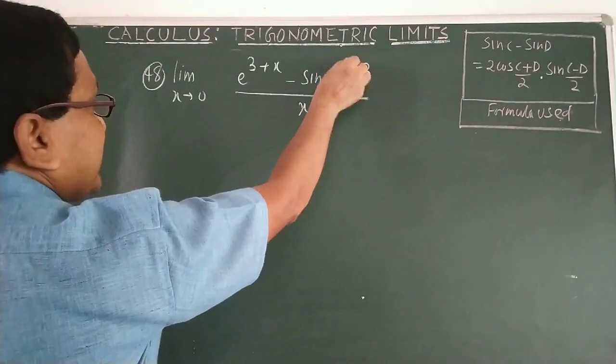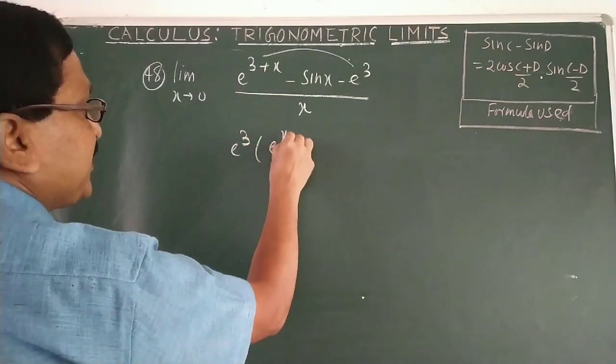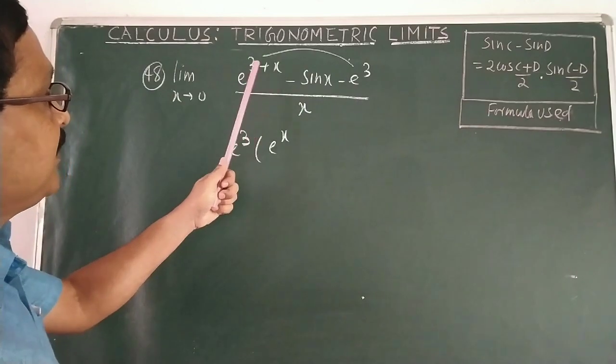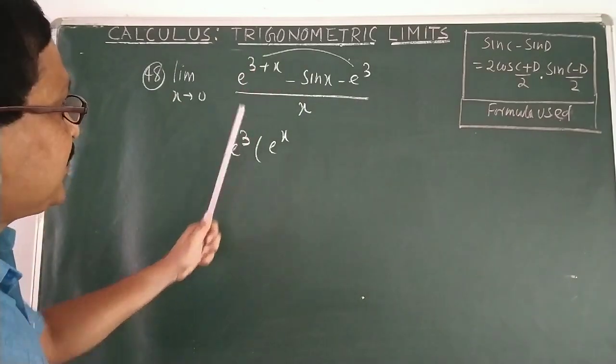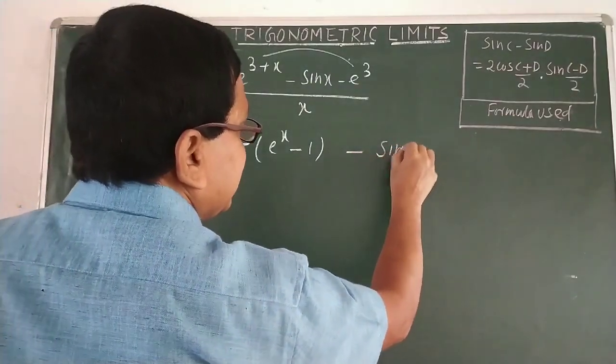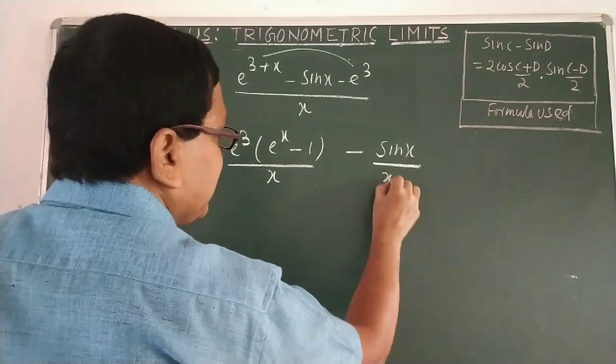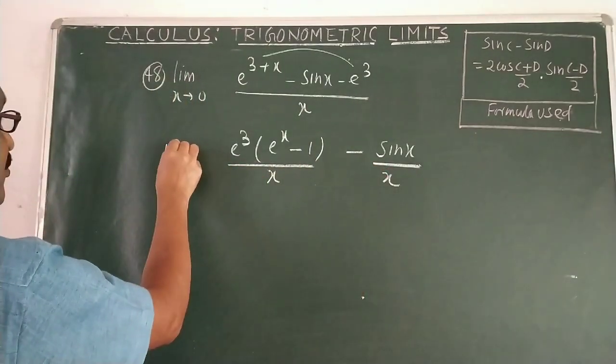From this and this, take e3 common. e3 is taken common, so we are left with e to the power x minus 1 minus sin x, and this x is going to the 2 parts. Limit x tends to 0.